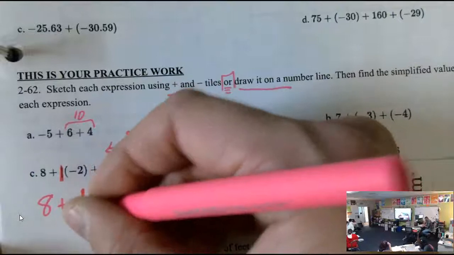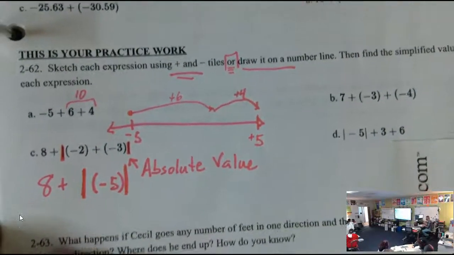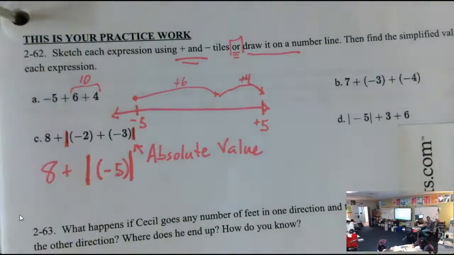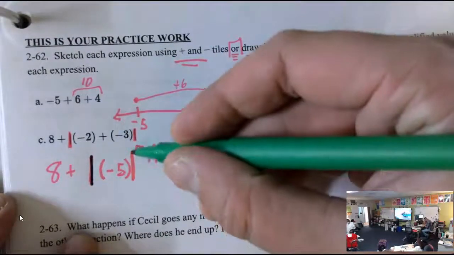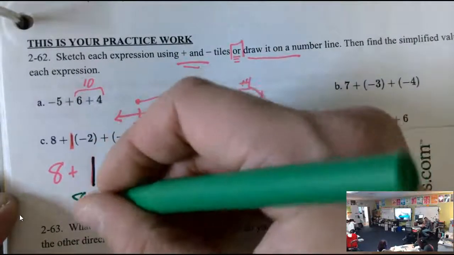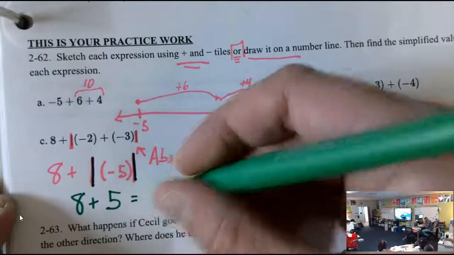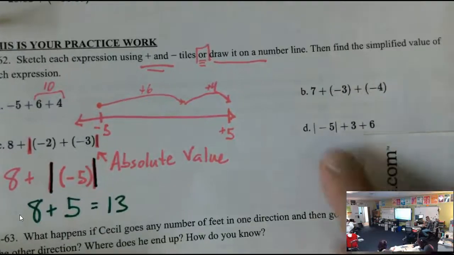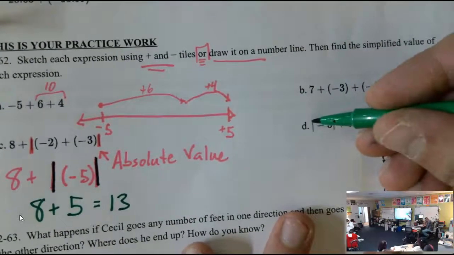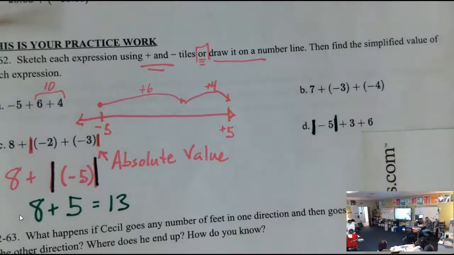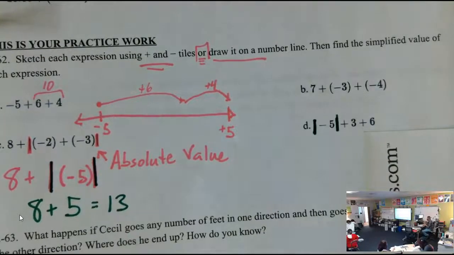What do the absolute value bars do? Yeah, they make it positive, because we're talking about distance from 0. So these absolute value bars cause my -5 to actually become a +5. And now we still have 8 plus 5. So we would really get 13 in C. Similarly, over here in D, these absolute value bars are going to make that -5 positive. So if you want to go ahead and write that down on your paper, that'd be a good note to write down.